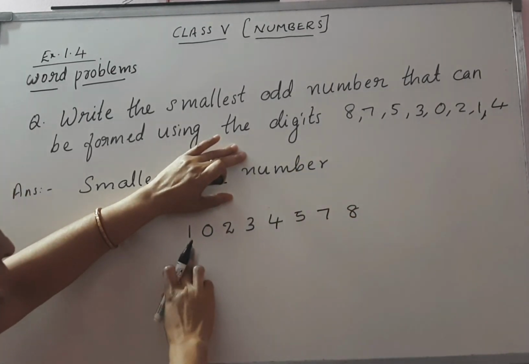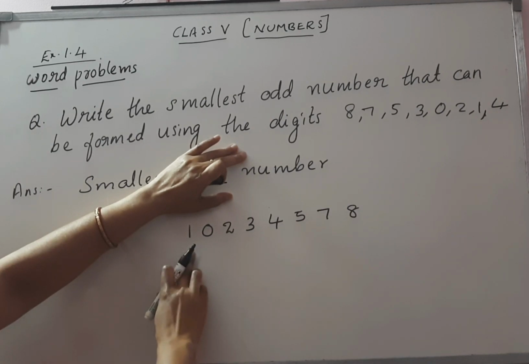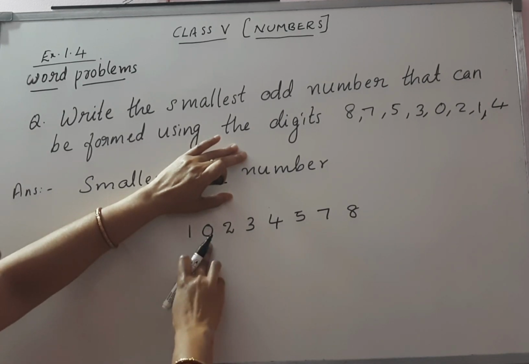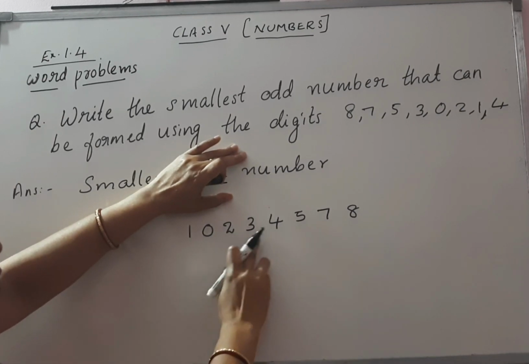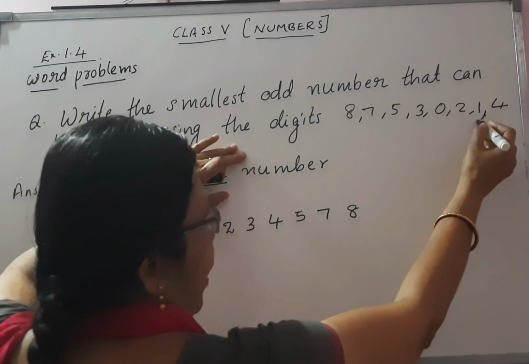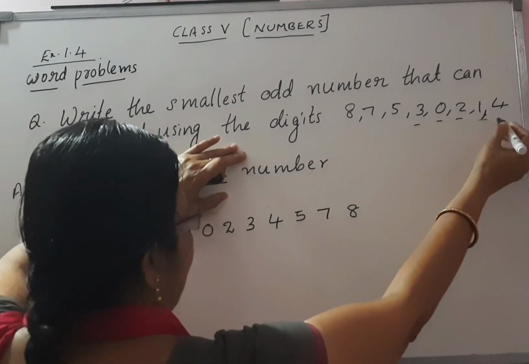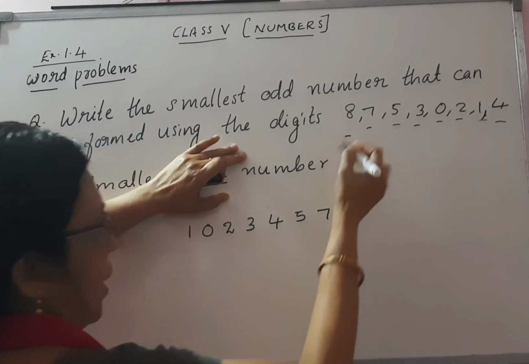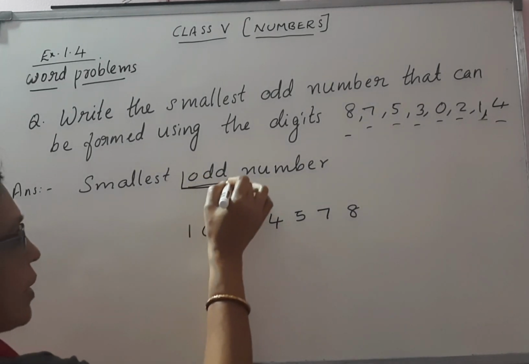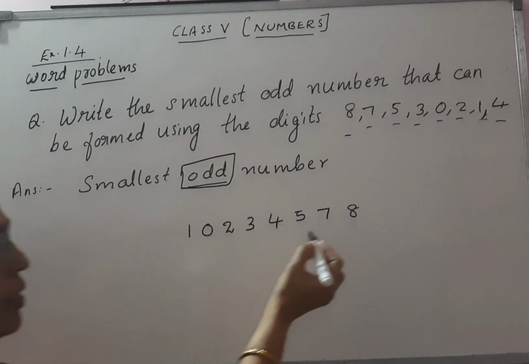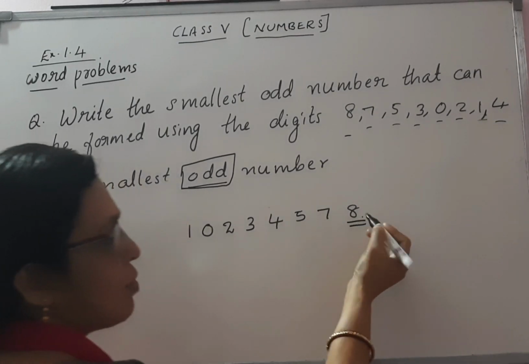So here you see, 0 we cannot start with first, so 1 I have written. Then the second place we should fill with 0. The remaining I have written in ascending order, 2, 3. So here it is 1 over, 0 over, 2 over, 3 over, 4 over, 5, 7, 8. So I have written the smallest number. Now we should go through the condition. The condition given is an odd number. But you can see here 8. The last digit is what? 8.